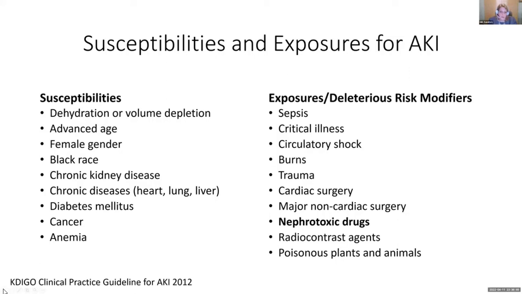And here's what makes patients more susceptible to developing acute kidney injury: if they're dehydrated, advanced age, gender, race, previous chronic kidney disease, diabetes, hypertension, cancer, anemia. In the exposure category, if the patient develops sepsis, undergoes critical illness, circulatory shock, burns, trauma, and of course what we're interested in today is nephrotoxic drugs. So greater exposure to nephrotoxic drugs can increase the potential for acute kidney injury. So these are the susceptibilities and exposures that put a patient at risk.